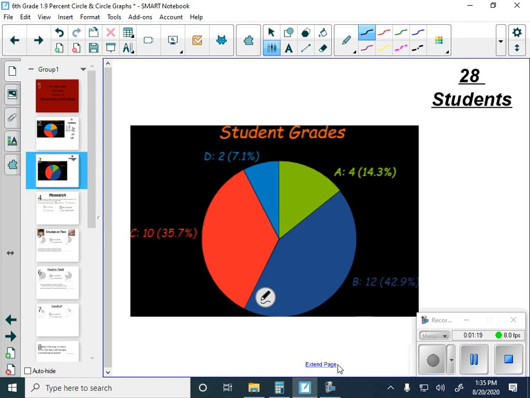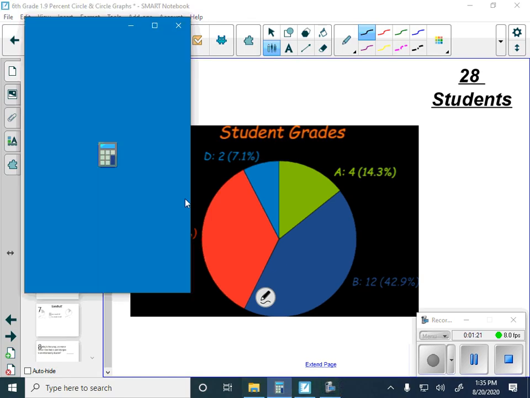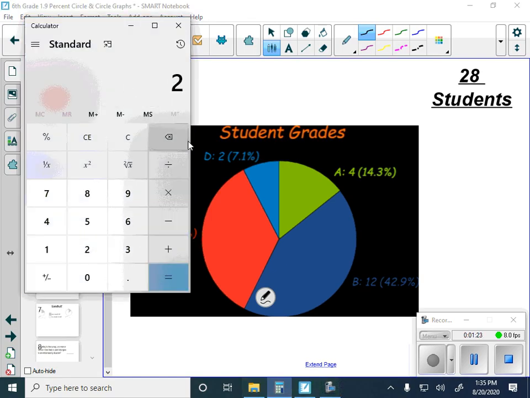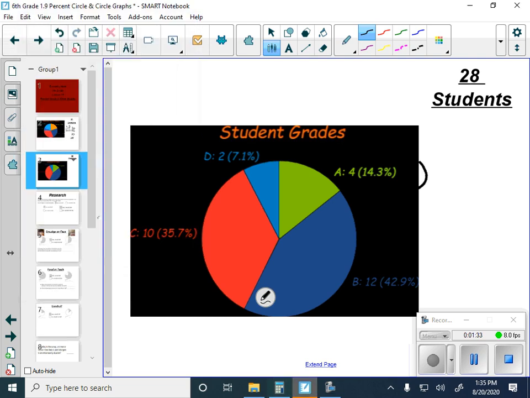7%. Here's another way to do it. I'll grab a calculator. If I take 2 and I divide by 28, I should get 0.07. That's how they do it. So that's another way you can solve it. You're taking this number, or how did they get this number right here? They did 4 divided by 28.